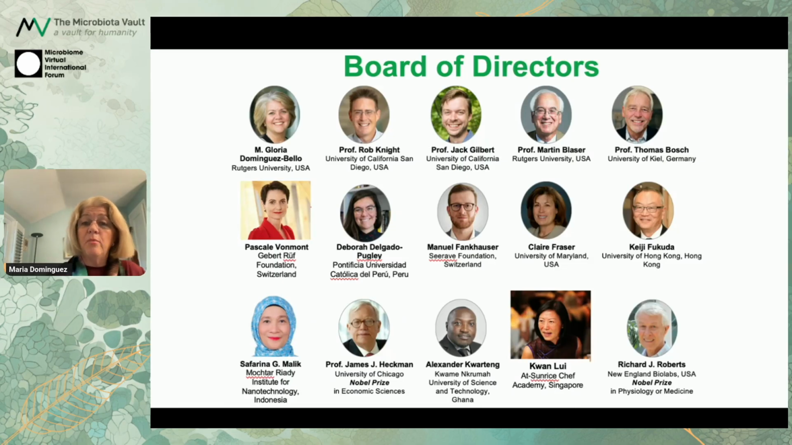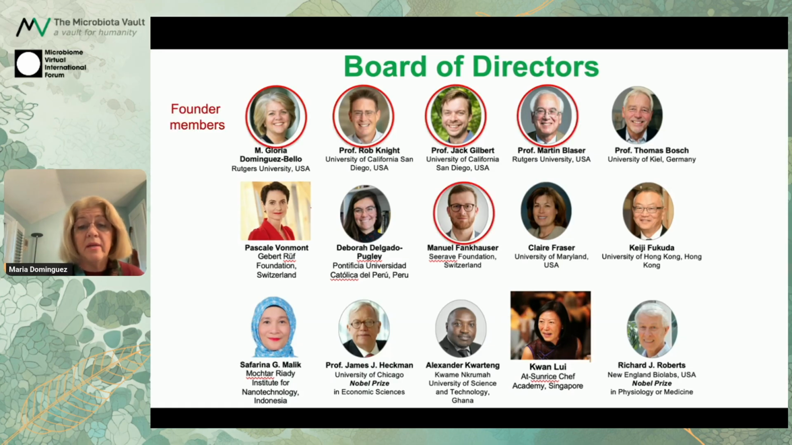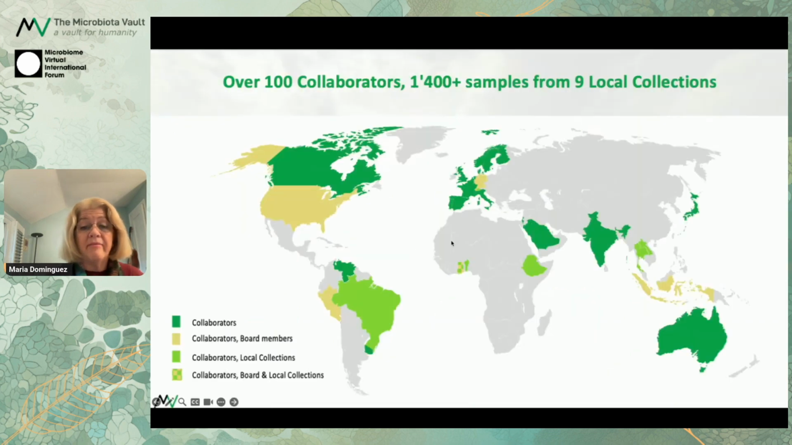The Microbiota Vault has an amazing board of directors, of which you will recognize scientists. We have 2 Nobel Prizes, Rich Roberts and Jim Heckman, who are people concerned with the loss of microbial biodiversity. And Heckman is an economist, and he studies how the health systems of the world will not be able to cope with a population of humans that are becoming sicker and sicker. These are the founder members that I have highlighted. And we have over 100 collaborators.